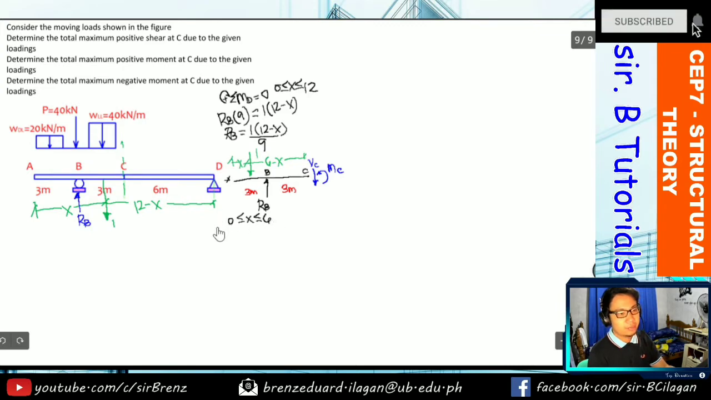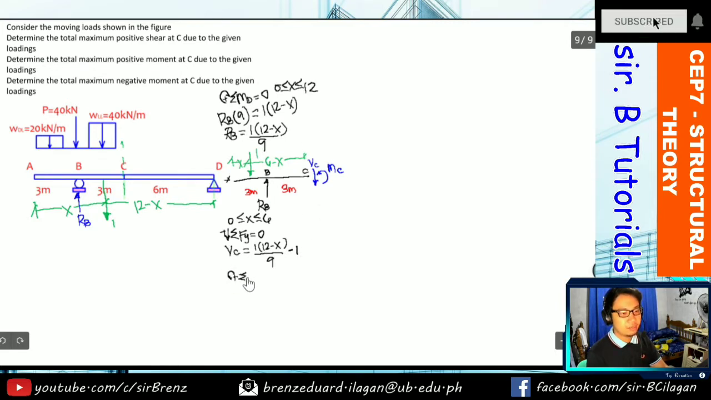So the equation for the shear. Unahin natin yung shear ha. So just take summation of forces in y, or vertical, equals to 0. So we have shear C, pababa, is equals to RB. So that is 1 times 12 minus x all over 9, and then minus 1.